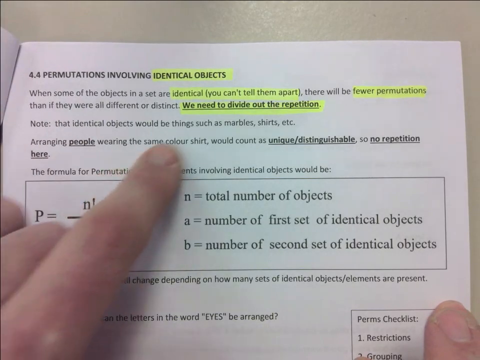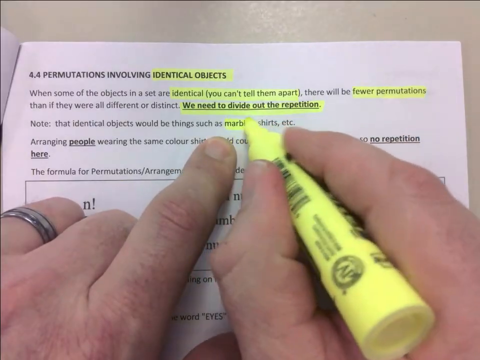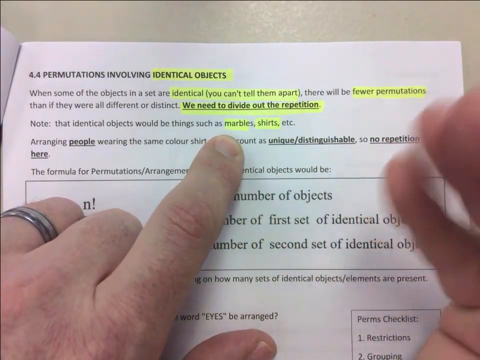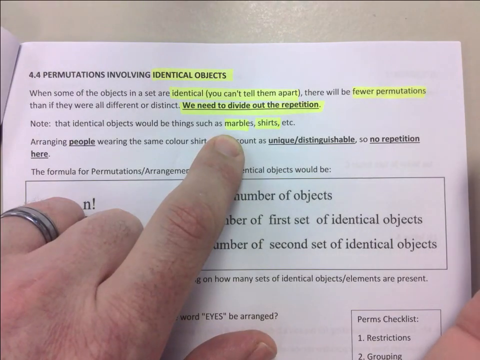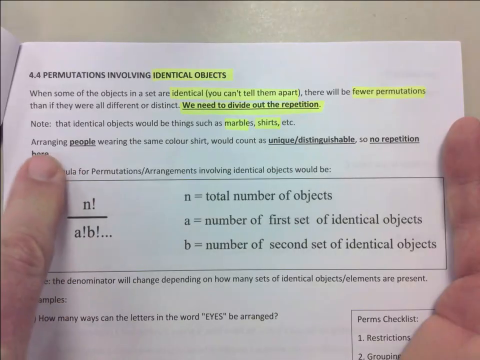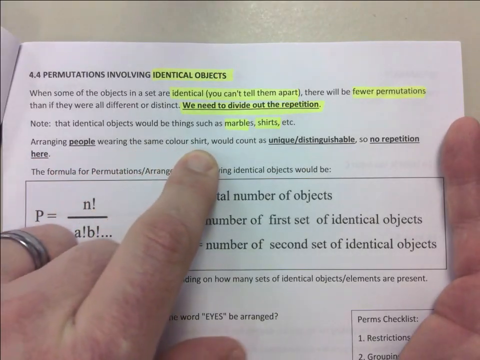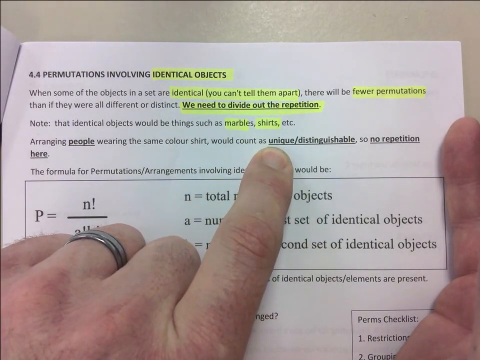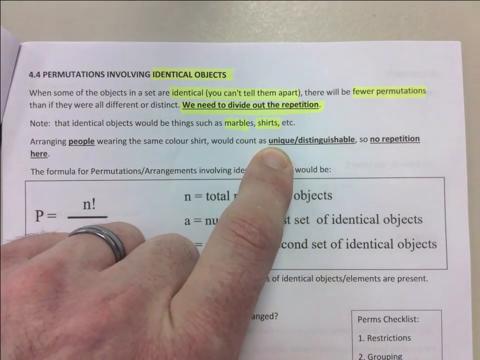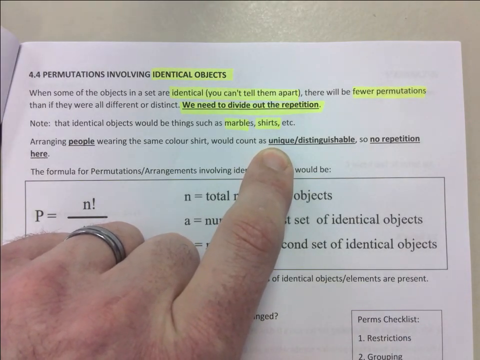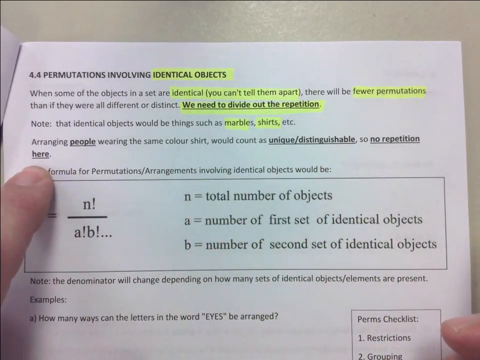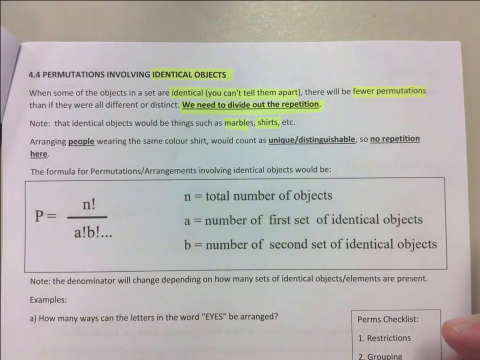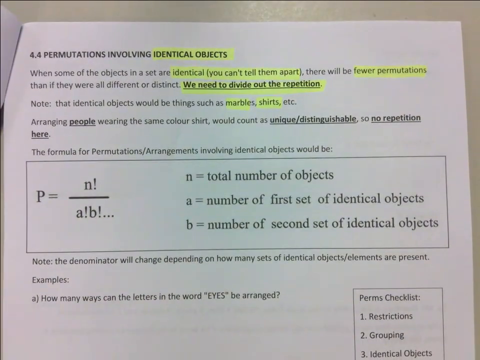Note, identical objects would be such things as marbles, shirts, letters, things that you cannot tell apart. Arranging people wearing the same color t-shirt would count as unique. They're not identical. Sometimes they say, hey, people are all wearing red shirts, oh, identical, so let's divide that out. It's like, no, people are different, right? Their faces are distinct. So don't fall for that. There's no repetition there.